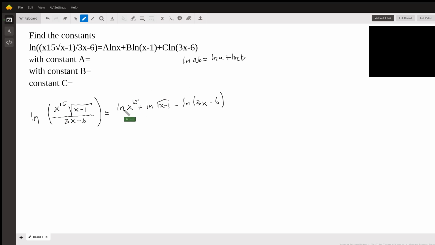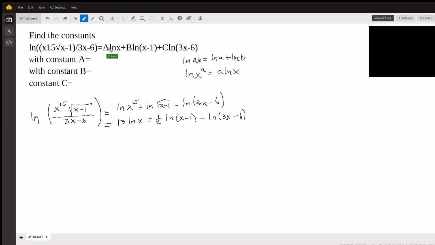And now in this next line, I'm going to use the power rule. The power rule looks like this: the log of x raised to the a power is just a times the log of x. So the power just comes down in front. So now we have 15 log x, plus, this is a 1/2 power because it's a square root, so it's just 1/2 log of x minus 1, minus log of 3x minus 6. Okay, so that's all pretty straightforward.